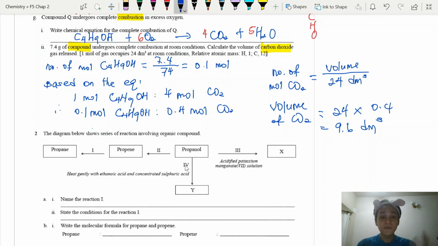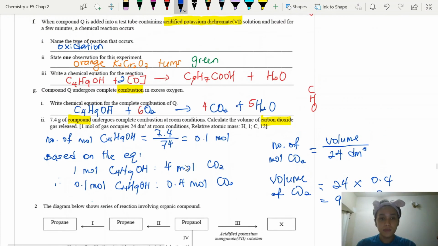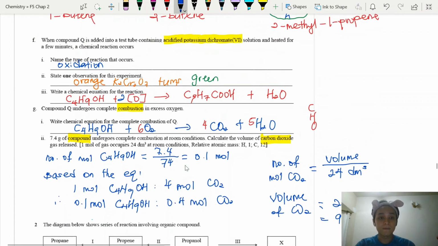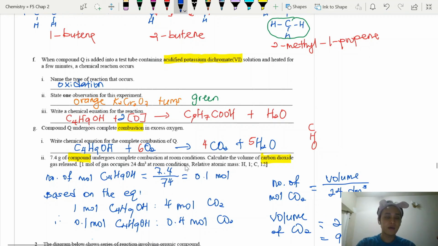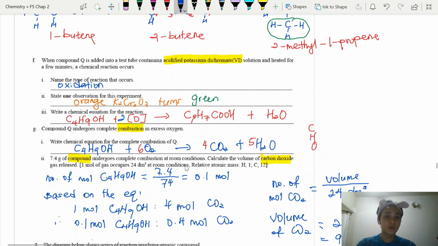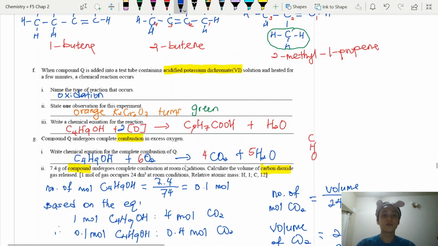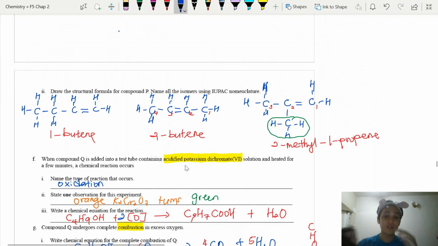So that's it for today. Hopefully this part here will give you a little insight on how to answer questions regarding carbon compounds. We are going to link everything together.